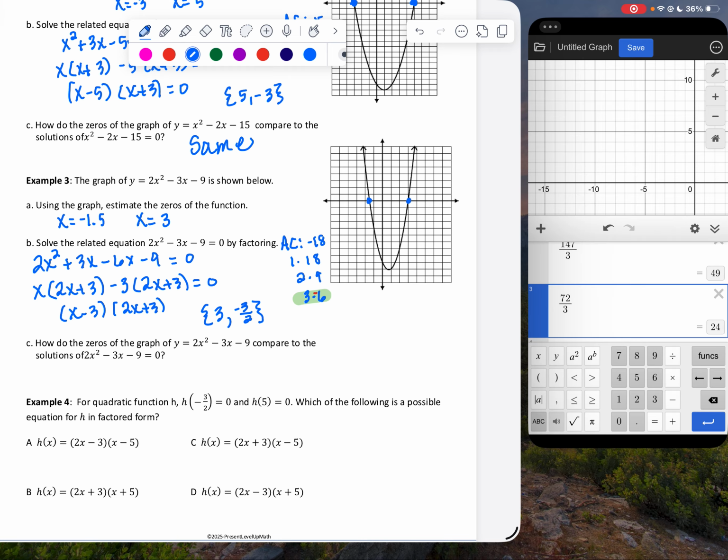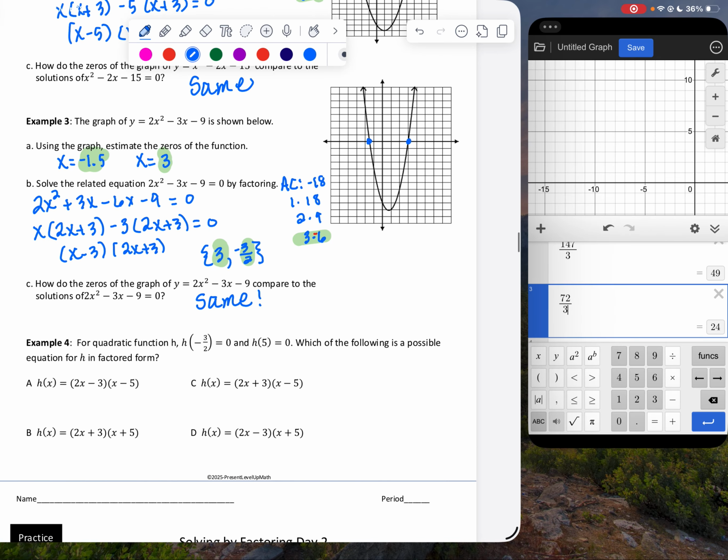All right. How do the zeros of the graph of y equals 2x squared minus 3x minus 9 compare to the solutions of 2x squared minus 3x minus 9 equals 0? Well, we know the 3's are the same, but here we got negative 1.5. Here we got negative 3 over 2. But remember, from middle school, negative 3 over 2 is equivalent to negative 1.5. So again, our solutions and our zeros are the same. All right, example 4.